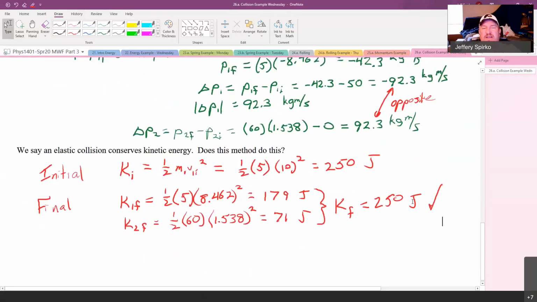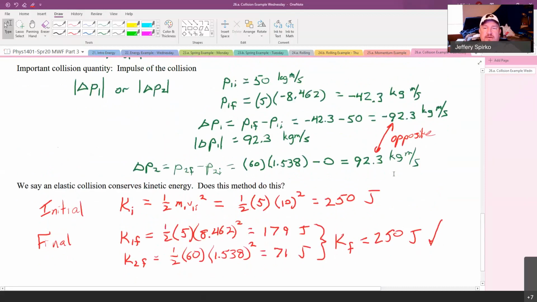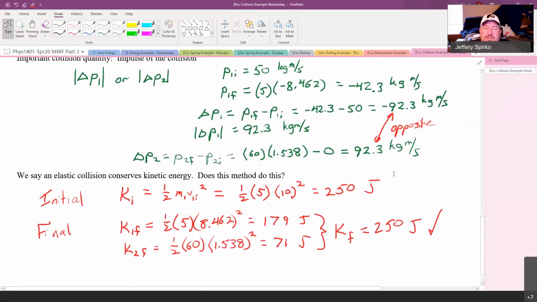So that's a nice big example with lots of numbers, but the numbers fit together very nicely, showing all the important things we have to calculate about a collision. We have to be able to calculate the final velocity. We want to be able to check on conservation of energy during a collision. And very often we're concerned about the impulse of a collision, which is the momentum change of either object.